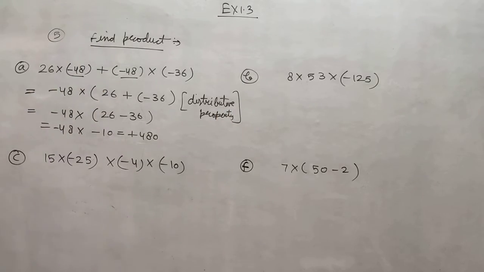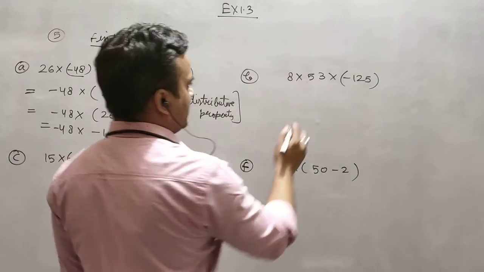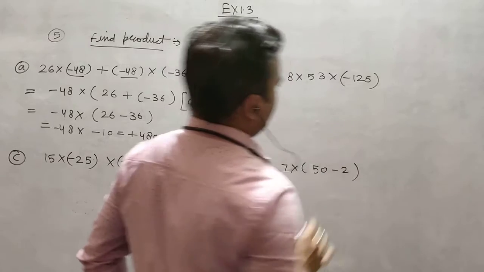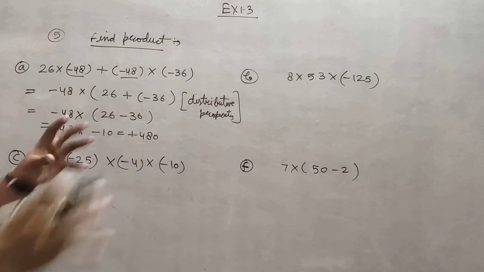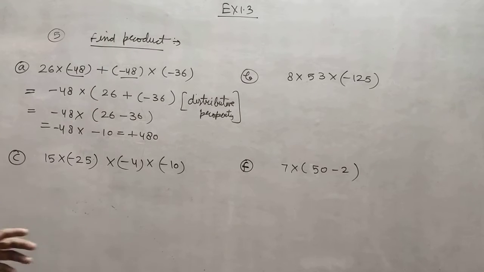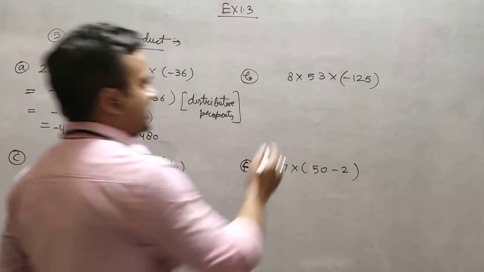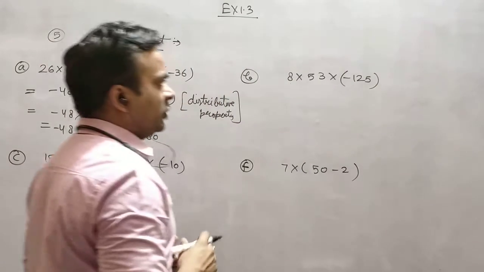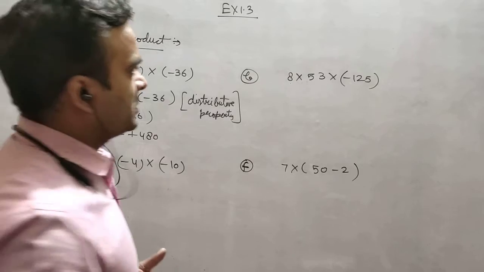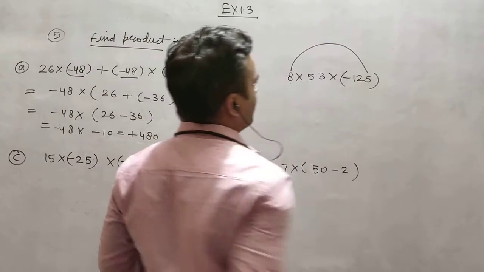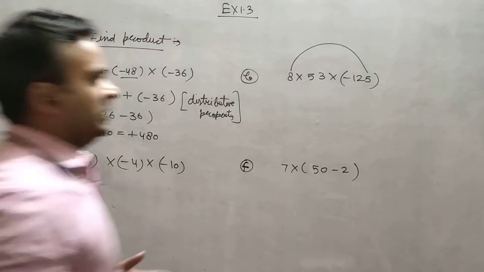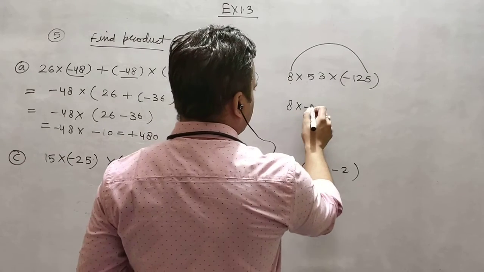Right. Now we will do the second part here. In the second part, we can see that there are three numbers in product form. So should we do the product, or do we have to see which two numbers can make the product easier? If we multiply this 8 with this 53, it would be more difficult for us. So we will check the other one. If we multiply this 8 with this 125, definitely we will get an easy result.